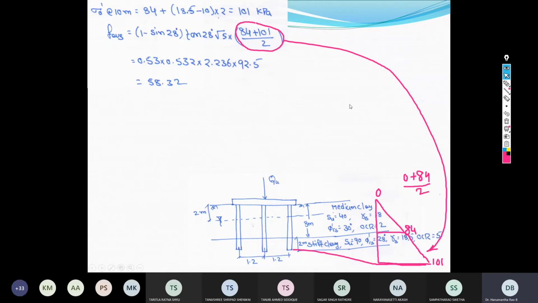Sir, why are we taking average sigma naught? In the slide, it is just vertical effective stress. In the slide, where? On page number 50, the slide in the PPT which you have sent. Okay, there nothing is mentioned like it is average. No, sir, it is not mentioned there.